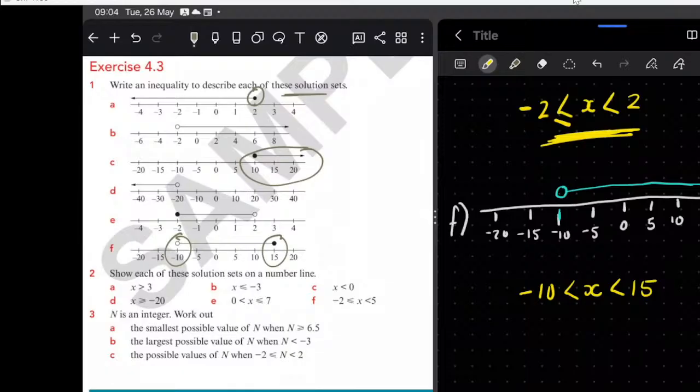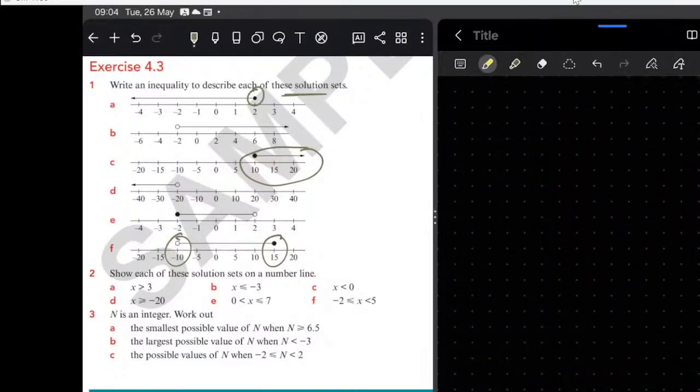And then now you check which of the two is shaded. 15. So that is where we put an or equal to. Are we together? Questions? Let's go to number 2.